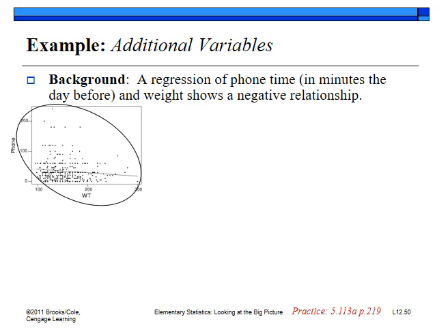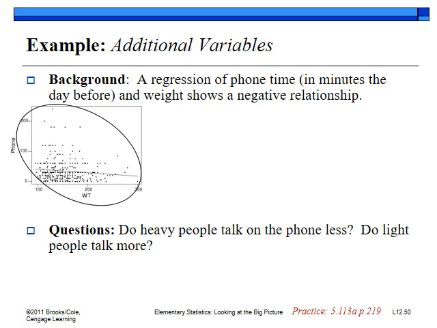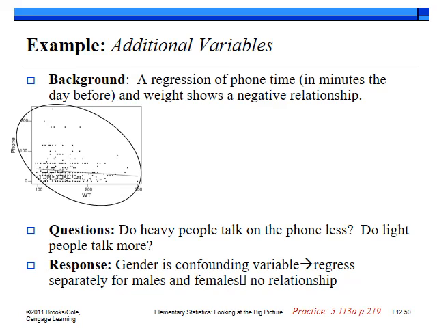Here's an example. Here's a scatter plot for phone time in minutes the day before and weight. This comes from the student survey data. We see that there's a slight negative relationship. Does this mean that heavy people talk on the phone less, or that skinny people talk more? It's possible that gender is a confounding variable. Men overall tend to weigh more than women, and women overall tend to talk on the phone more. Maybe. I know that's a generalization.